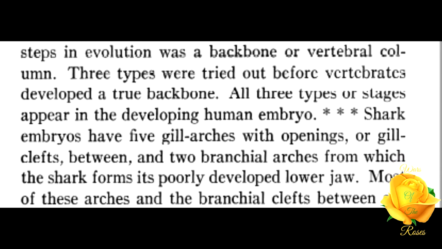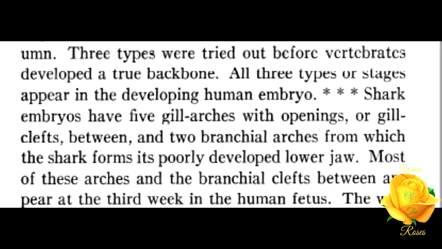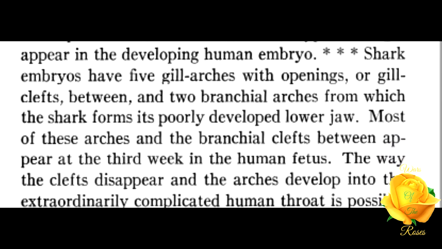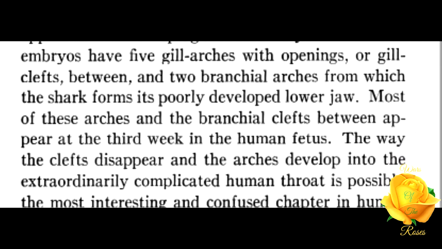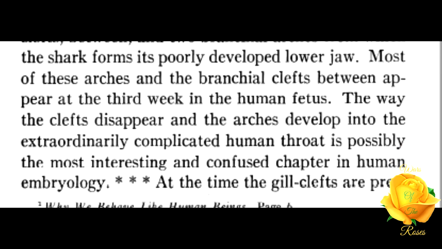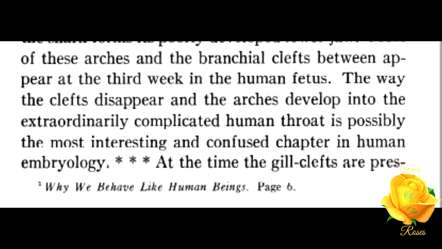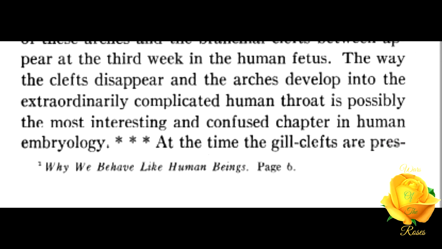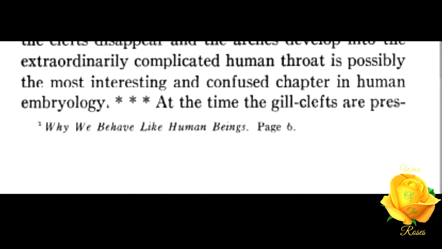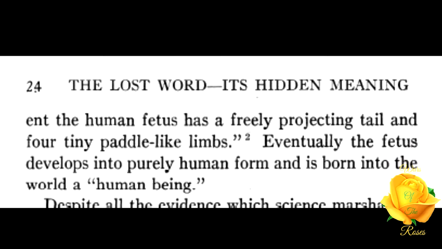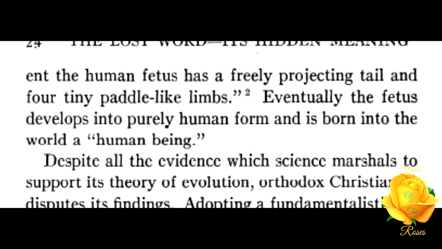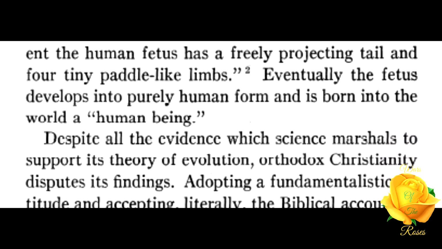Shark embryos have 5 gill arches with openings, or gill clefts, between, and 2 branchial arches from which the shark forms its poorly developed lower jaw. Most of these arches and the branchial clefts between appear at the 3rd week in the human fetus. The way the clefts disappear and the arches develop into the extraordinarily complicated human throat is possibly the most interesting and confused chapter in human embryology. At the time the gill clefts are present, the human fetus has a freely projecting tail and 4 tiny paddle-like limbs. Eventually, the fetus develops into purely human form and is born into the world a human being.